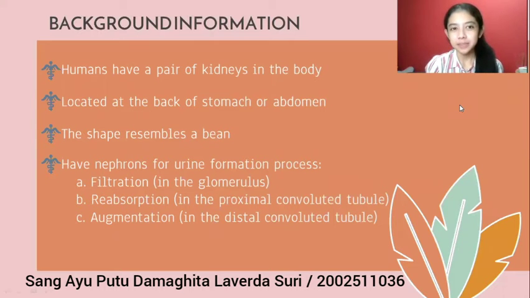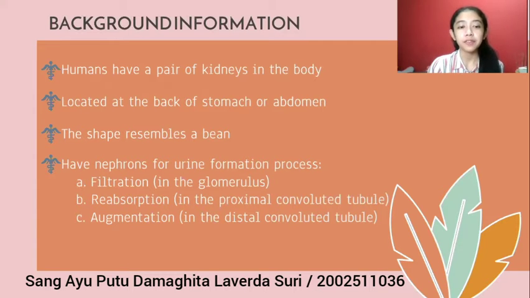So now let me explain the background information of our student project. First, humans have a pair of kidneys in the body, which is located at the back of the stomach or abdomen, around thoracic 12 until lumbar 3 vertebrae. The shape resembles a bean, which has a red color that shows that kidneys have a lot of blood capillaries. The concave side is facing the medial.